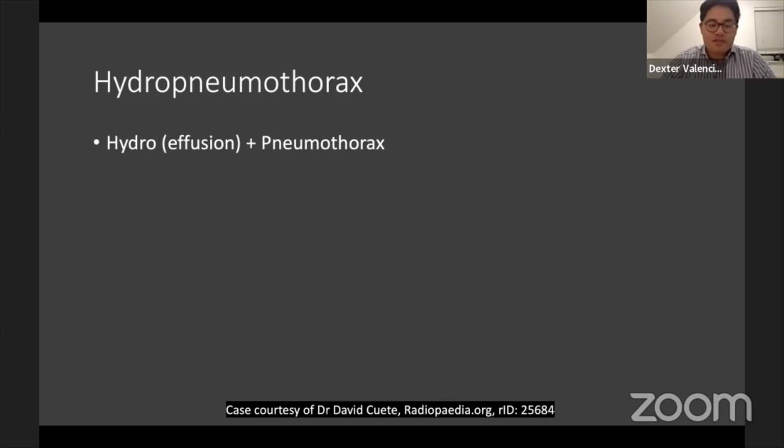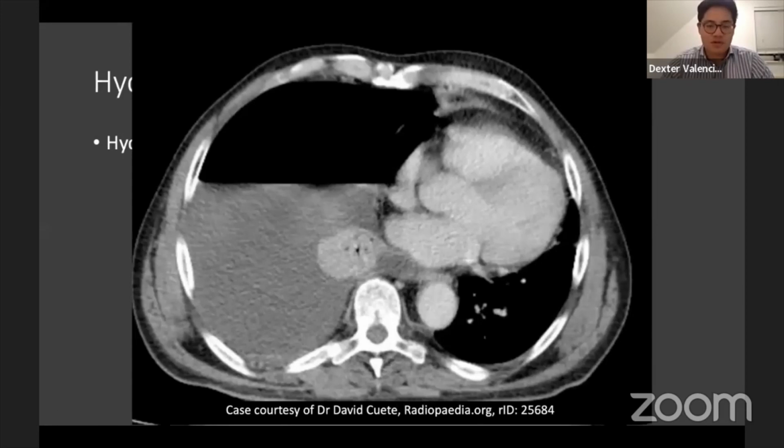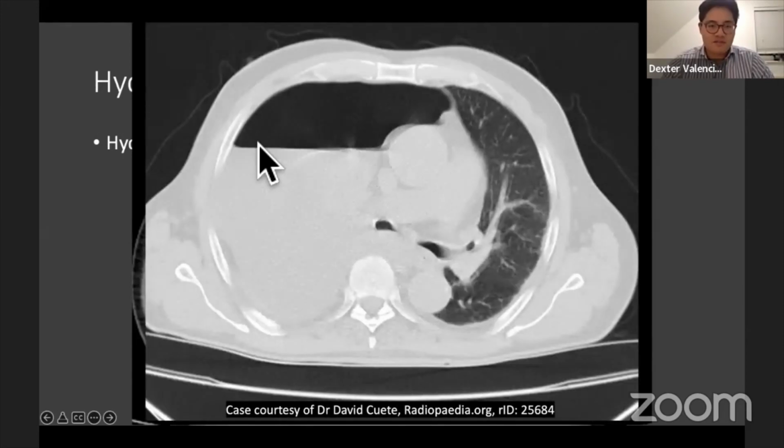So hydropneumothorax and pneumothorax. Hydro just means that there is fluid. So if there's a pleural effusion and a pneumothorax, like here on the right side, we've got a nice fluid level, and we've got a pneumothorax here. Add those two together, that's a hydropneumothorax. It's just a technical term, and that's what it looks like on a CT scan. You can see a nice fluid level, air, the two together, hydropneumothorax.